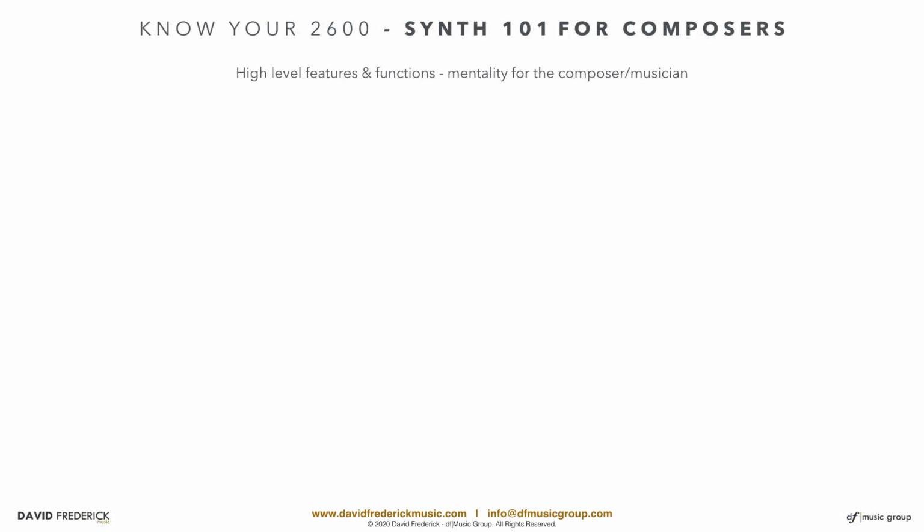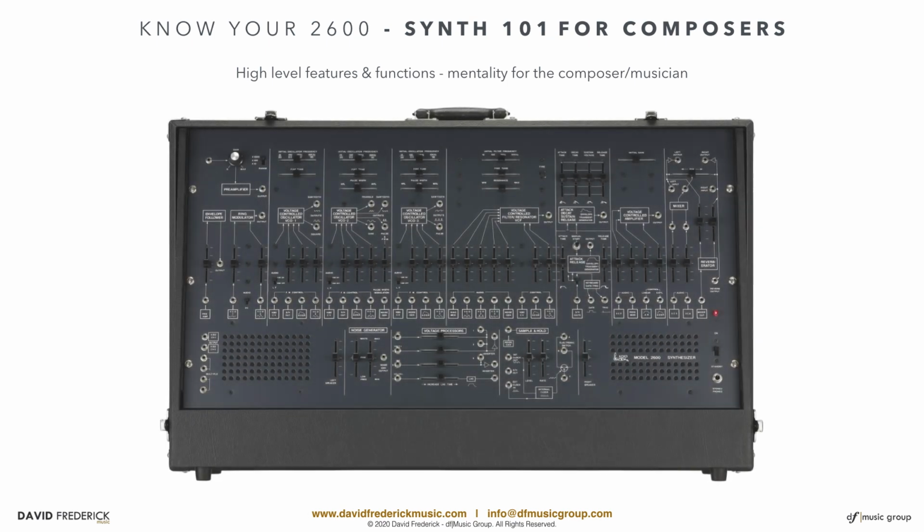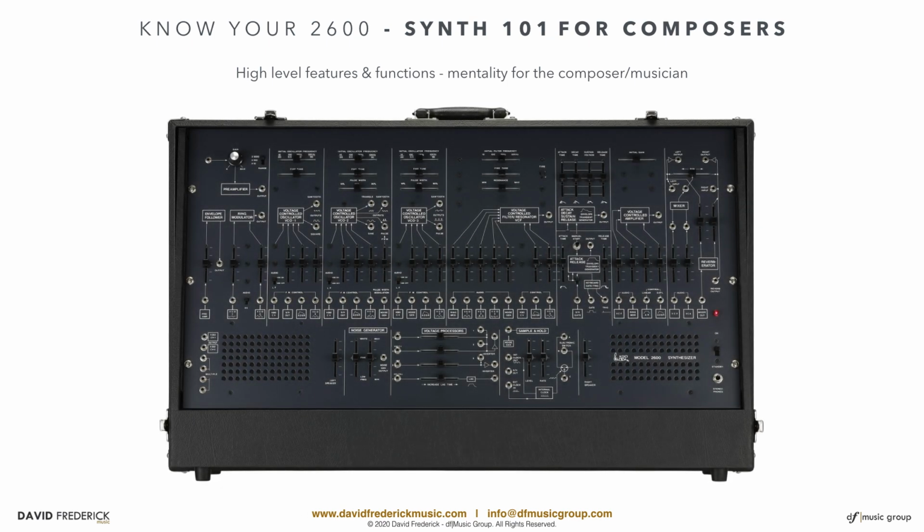So let's get into the meat of Synthesizer 101 for the composer, because this all plays a role in that sonic palette. What I want to talk about here is just very high level functionality and characteristics of the 2600 for the composer and the musician, right? I mean, it can apply to anybody, but we're really talking about composers in this case, or at least that's who I was initially talking to.